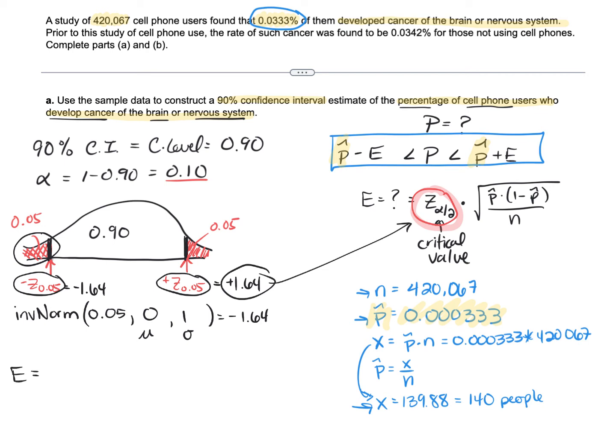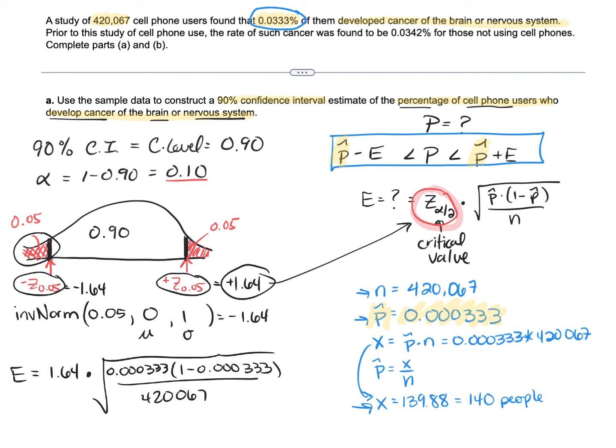So down at the bottom here, let's calculate that margin of error. That's going to be 1.64 times the square root of p hat, which is 0.000333, times 1 minus p hat, okay? And then divide that whole thing by the sample size of 420067. You put this all into your calculator. Your calculator is going to give you a margin of error, and it's going to look like this. It's going to read it as 4.617, and then you're going to see E negative 5.